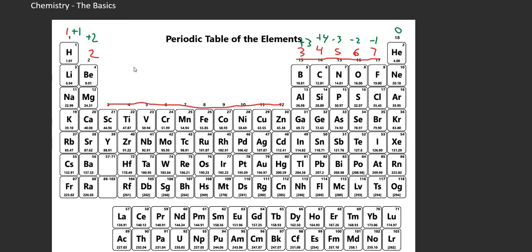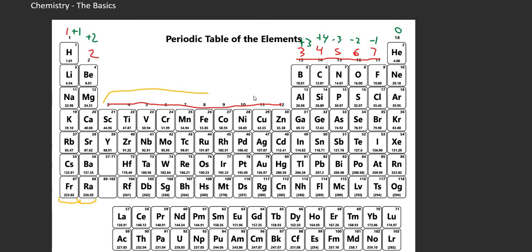So, with that out of the way, maybe we can discuss how these elements are broken up. So, overall, group 1 is called the alkali metals. Group 2 are the alkaline earth metals.